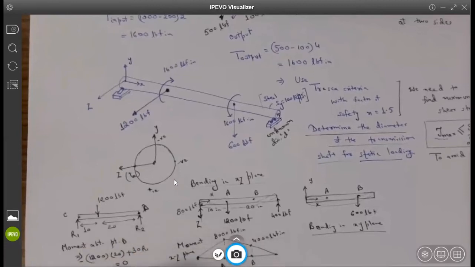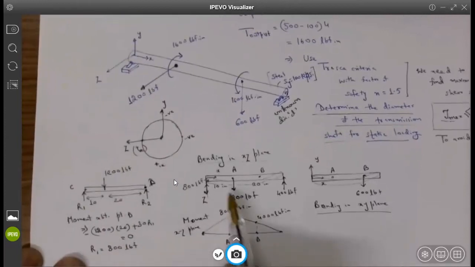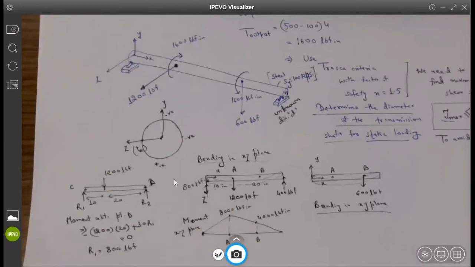Yes. And then R1 would be 800 pound force, yeah? Yes. And R1 plus R2 has to be 1200 pound force. So basically it will be 400 here. Okay. Got it? Yes. Thank you.